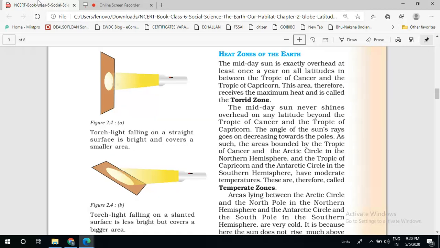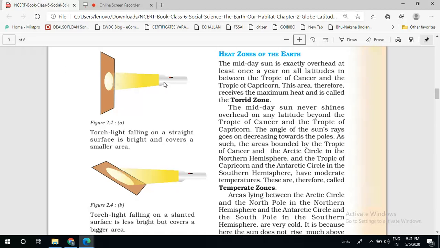It receives maximum heat because between these latitudes, between the Tropic of Cancer and Tropic of Capricorn, we find that the midday sun is exactly overhead at least once a year on all latitudes. It can be understood from this also.